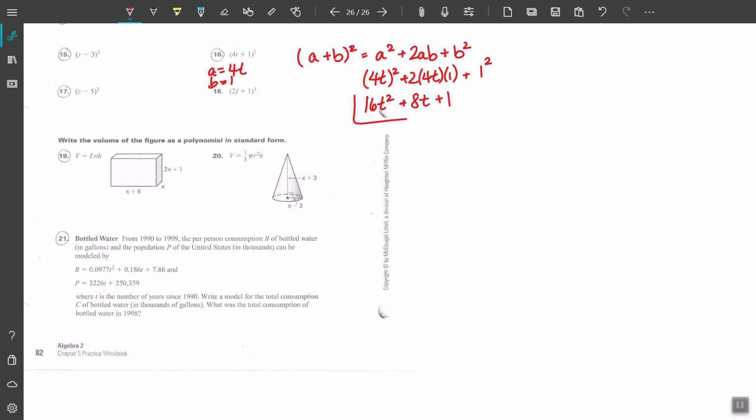All right, and so here is the answer there. Once again, though, if your mind went blank and you aren't able to pull the pattern out to use it, then you can rewrite 4t plus 1 twice, because that's what 4t plus 1 squared means, and then FOIL. Combine the like terms and you'll get the same answer.